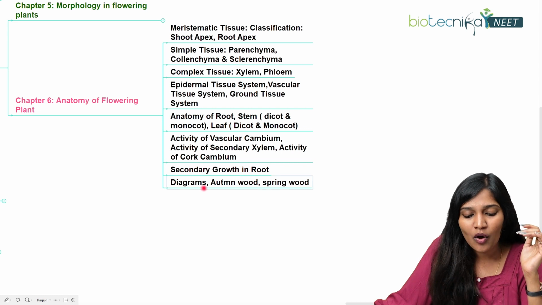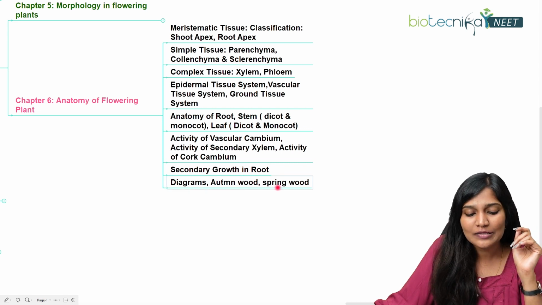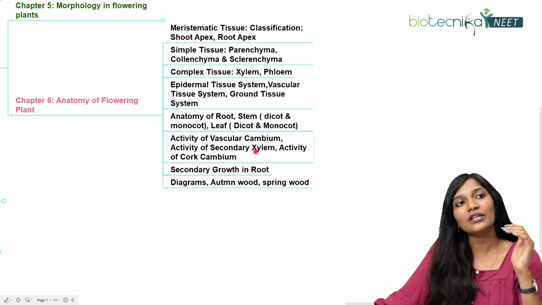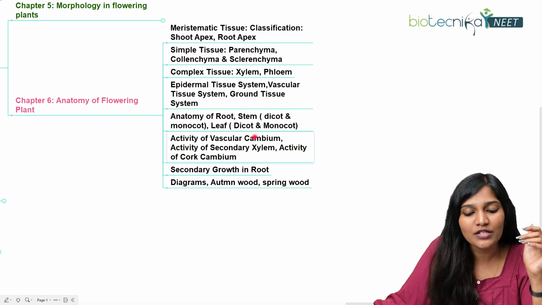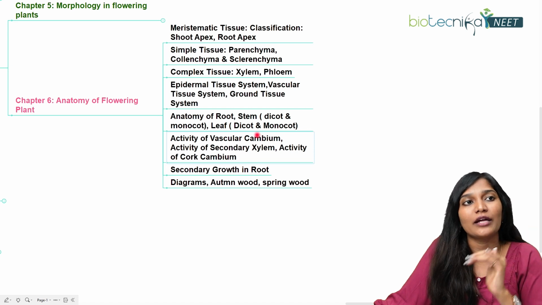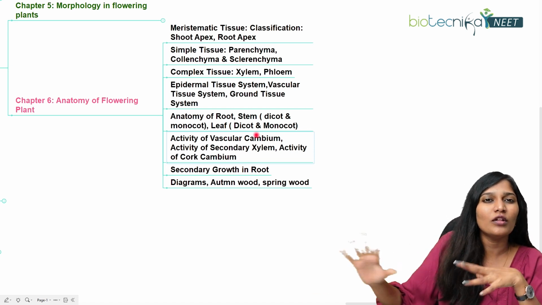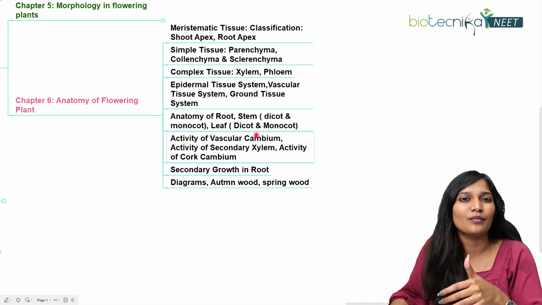The next is, all the diagrams which are given there are important. Autumn wood, spring wood, and secondary growth in case of dicots very specifically. So you have to study the anatomy of dicot stem, and then primary growth of dicot stem, secondary growth of dicot stem. So study in the sequence because in the book they have given all the things separately. So if you study that way, it will be difficult.